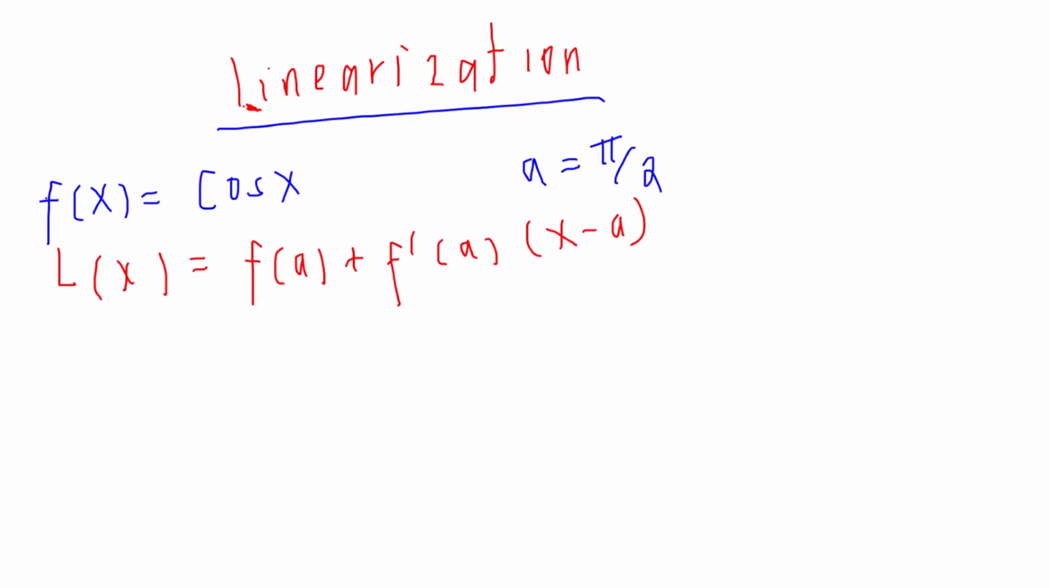So basically what linearization means is that we need to find a linear function that's gonna give us the same value that cos x will give us when x is equal to pi over 2. Okay, that's actually what it means. So first we have to find f of a.